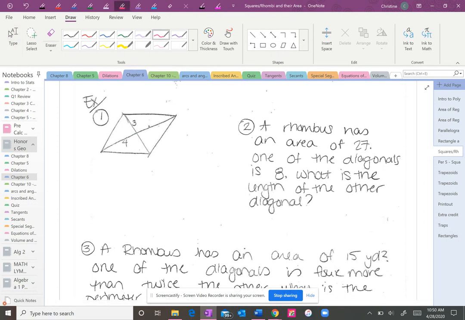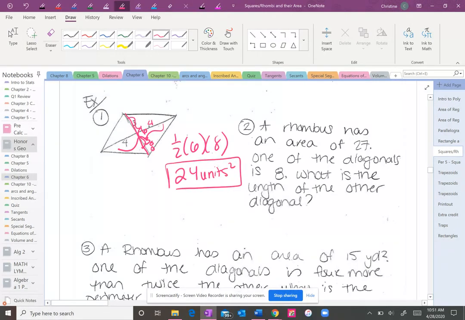Quick example, number 1. Again, it's a rhombus, so you have to remember the properties of a rhombus. It's not going to tell you that this whole thing is 6. It's going to expect that you know that it's bisected, so this is 3 and this is 4. That means that this entire diagonal is 6 and this entire diagonal is 8, and 1/2 times 6 times 8 is 24. Whatever, units squared. You put U squared. Doesn't matter.